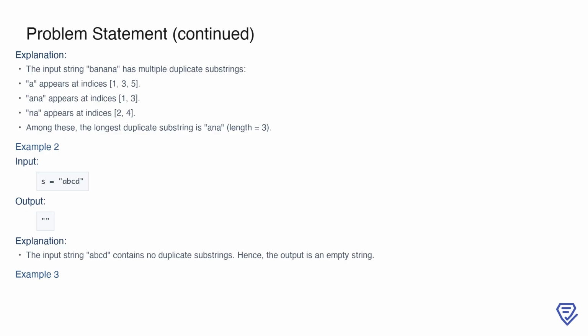In contrast, for the input string ABCD, there are no duplicate substrings since all characters are unique and appear only once. As a result, the output in this case is an empty string, indicating no duplicates were found.